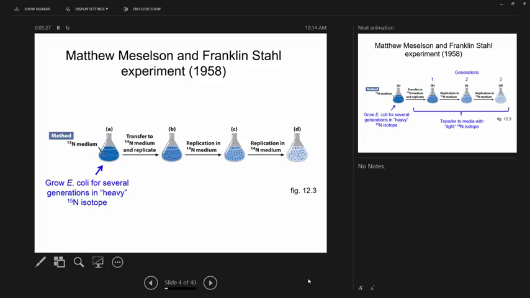This is another really cool experiment using a tracer similar to the Hershey and Chase experiment, where they used radioactive isotopes of phosphorus and sulfur. Only in this case, we're going to use a heavier isotope that is actually stable.